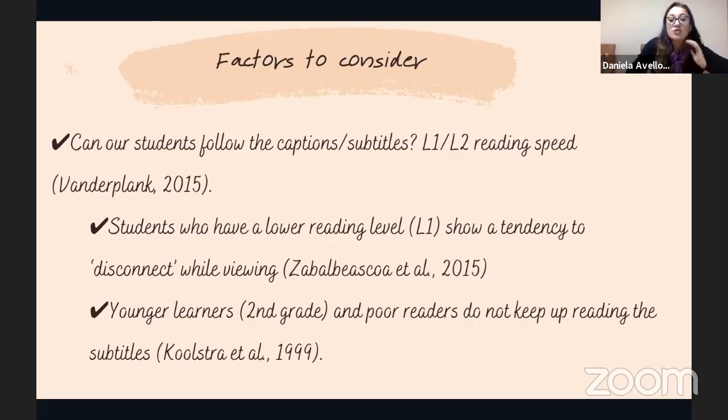Research has shown that students who have a lower reading level, even in the L1, show a tendency to disconnect while viewing. And it is very important that they pay attention while viewing. So this is something to consider. As for younger learners and poor readers, they do not keep up reading the subtitles. So this is something that we have to pay attention to.